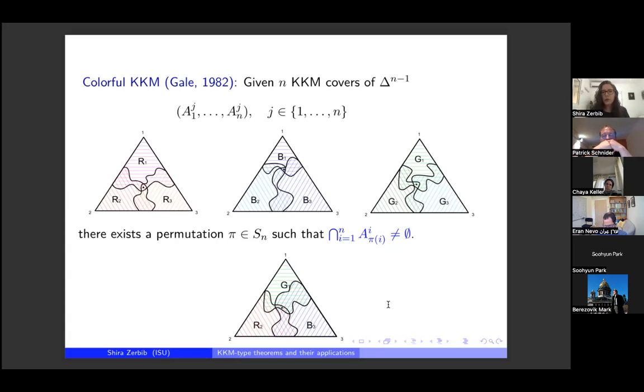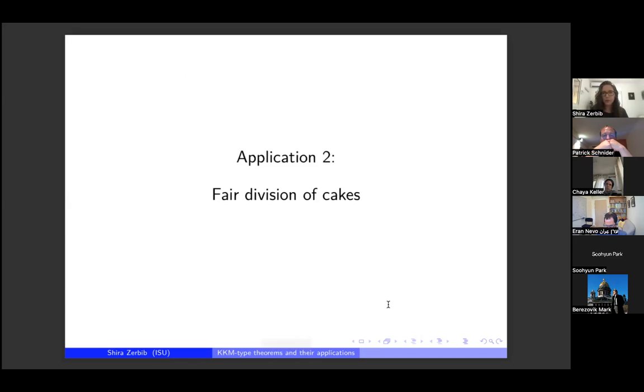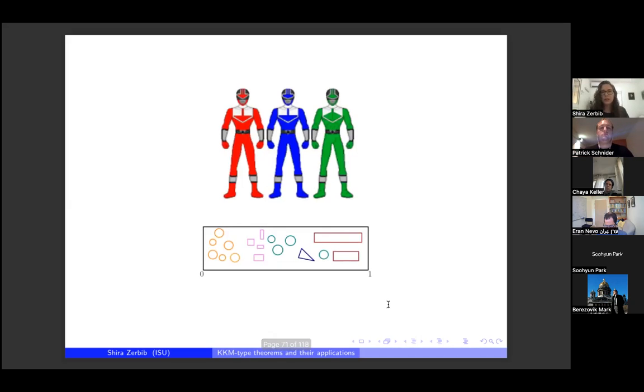So let me give you now another application: fair division of cakes. The situation is as follows. We have a cake, or some resource, that we identify with the [0,1] segment. And we have n people that have a preference on this resource.